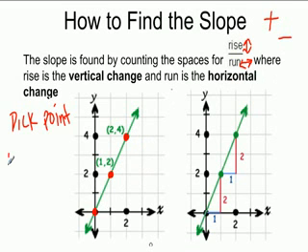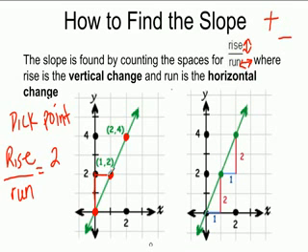Because our slope is rise over run, you pick one of these points, and we're going to rise first. We're going to go up. So we're trying to get to this second point here. So we're going to go up 1 point, 2 points. So our rise equals 2. And then to meet that point, we have to go over 1. So our run equals 1. So our slope is 2 over 1.